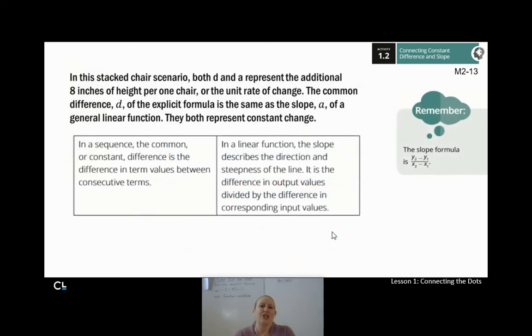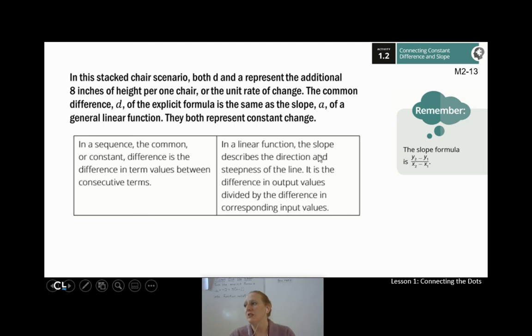In this stacked chair scenario, both d and a represented that additional 8 inches of height per one chair, or the unit rate of change. The common difference, d, of the explicit formula is the same as the slope, a, of a general linear function. And they both represent constant change. In a sequence, the common or constant difference is the difference in term values between consecutive terms, right? To get from here to here, it's 8.